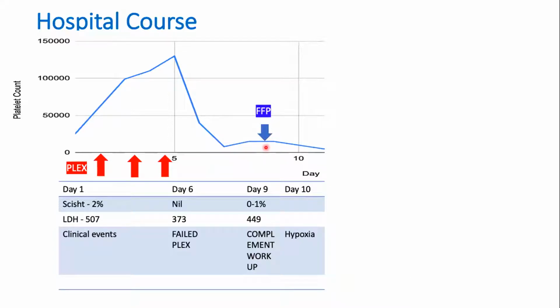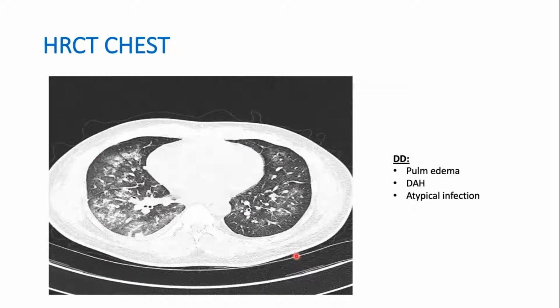After FFP, the very next day, the patient actually deteriorated. He developed significant hypoxia with requirement of nearly 15 liters of oxygen, and he was shifted to ICU. So this is his CT chest. As shown here, there are bilateral diffuse ground glass opacities. There is peripheral sparing, and these are my differentials at that time: either diffuse alveolar hemorrhage because of the severe thrombocytopenia, or pulmonary edema, or atypical infection.